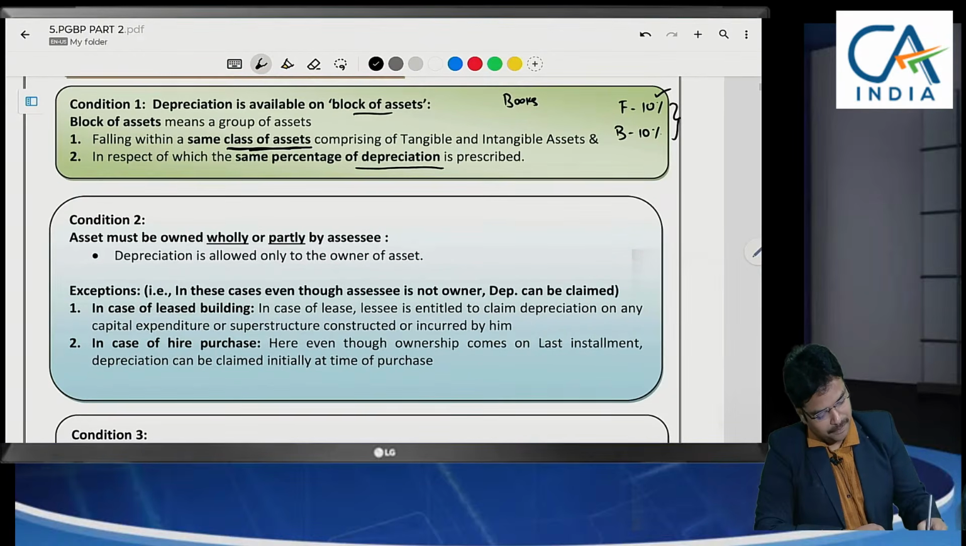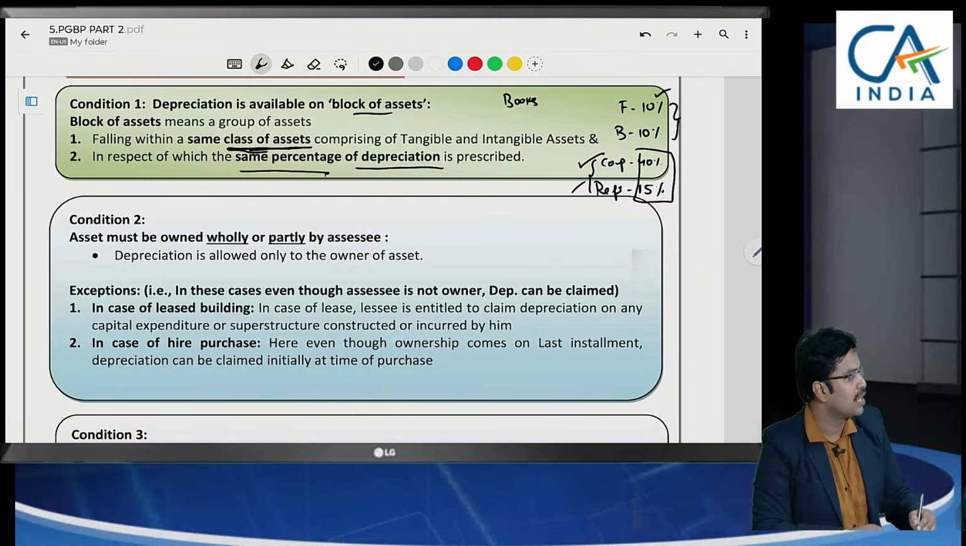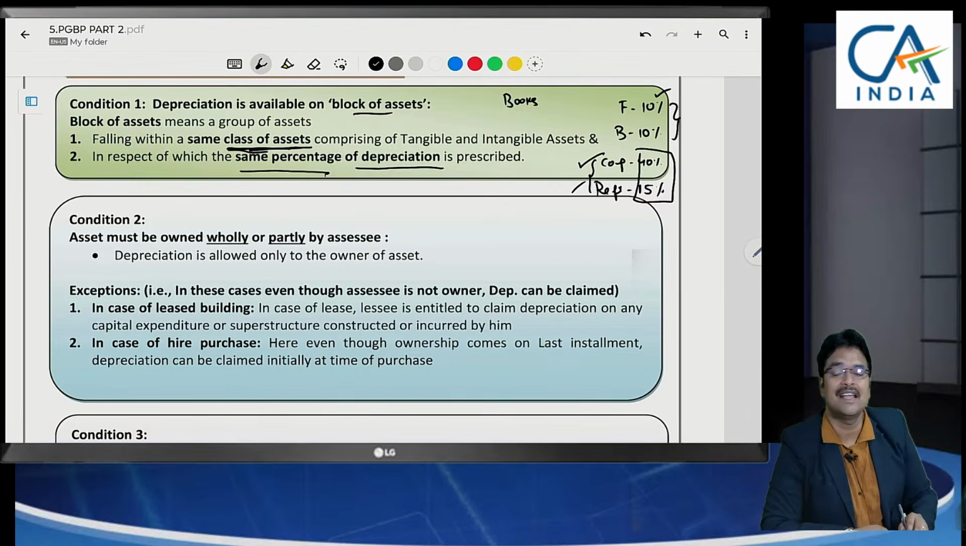One more example, on computer we can claim 40% depreciation. On refrigerator or fan, other electronic items, we can claim 15% depreciation. Computer is an electronic item, refrigerator is also an electronic item. Can we classify both into a single block? Answer is no, because here even though they are of same class, depreciation rate has differed. So when can we classify under a single block? It should be a same class of asset and also same percentage of depreciation. Both have to be followed, then only we can classify it under a single block.